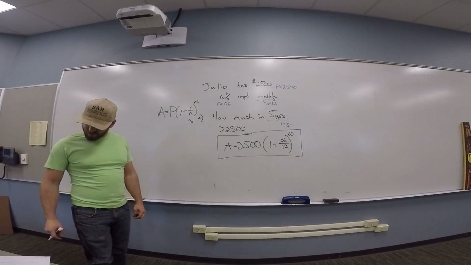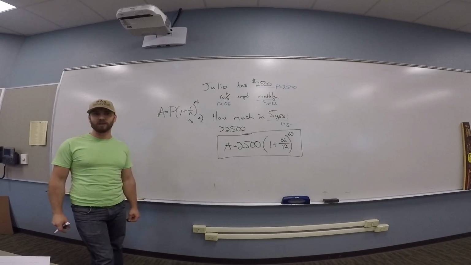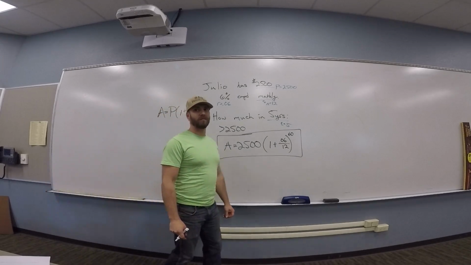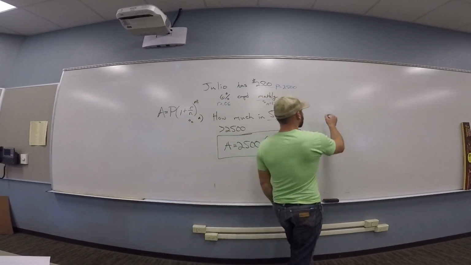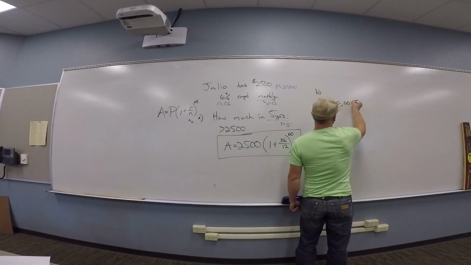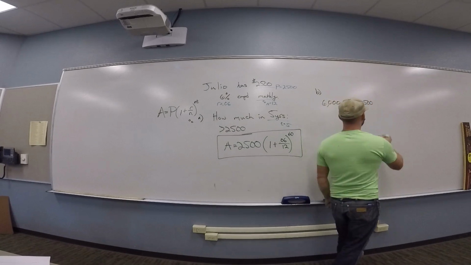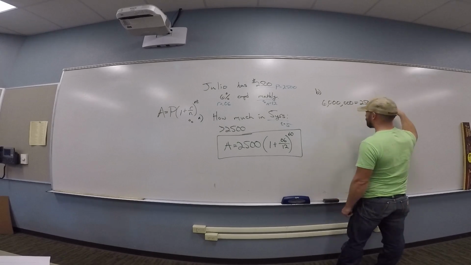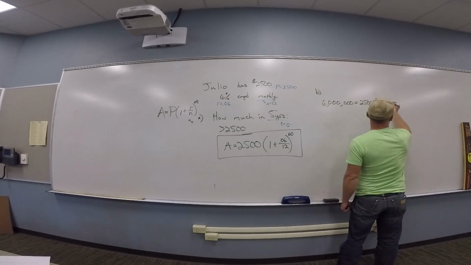Part B says if he's frozen in stasis, how long until he has $6 million? Take your future value. The $6 million is the future value, so 6 million equals 2,500 times 1 plus, and none of this changes. He's still earning the same percentage, compounded monthly, so you have 0.06 over 12.